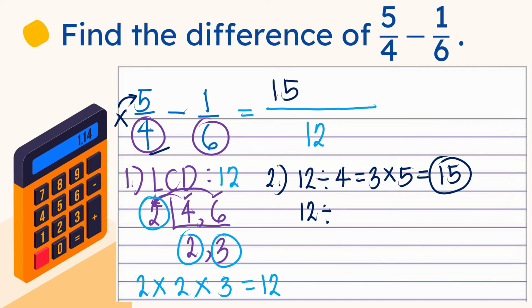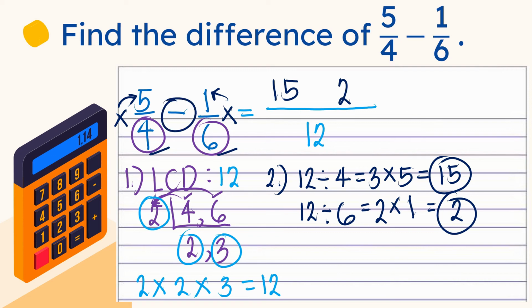Then, yung isa namang denominator, okay, 12 divided by 6, this one, this is equal to 2. And then, i-times mo naman siya ngayon doon sa numerator, times 1, this is equal to 2. Yang 2 ngayon, ang ilalagay mo ngayon dito sa taas, and then perform the indicated operation, subtract. This will be equal to what? 15 minus 2? That is 13. Okay, so 13 out of 12.